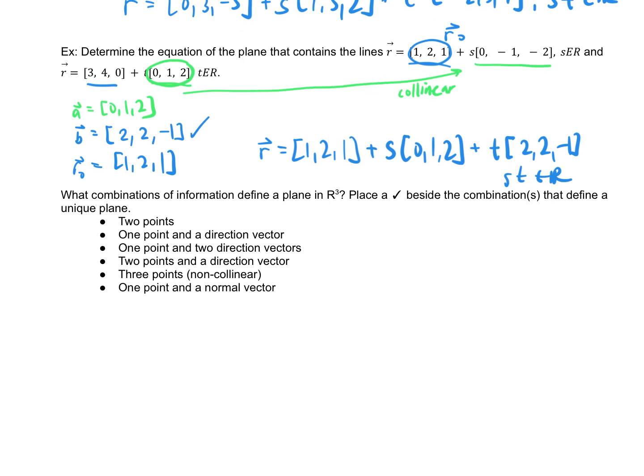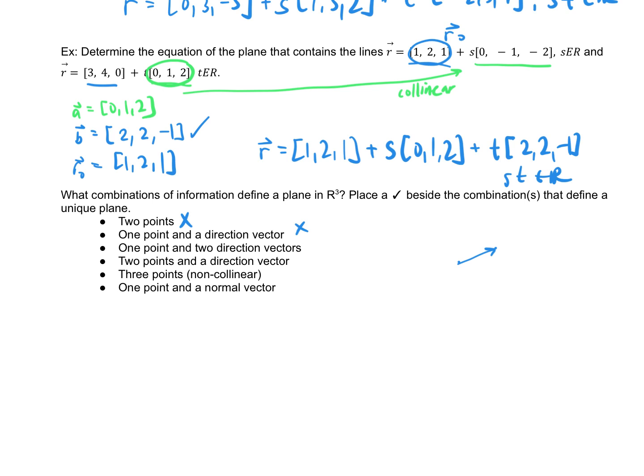All right, finally, what combinations of information define a plane in R3? So let's see which ones do. If you have 2 points, is that enough to define a plane? Well, no, because if you have 2 points, all you're going to get is a single direction vector. That's only going to define a line. So that's a no. 1 point and a direction vector, again, that's only enough for a line.